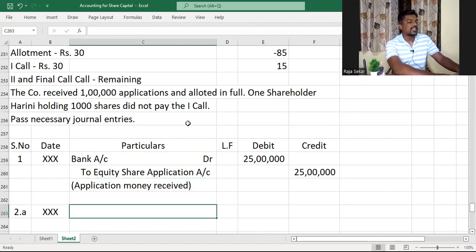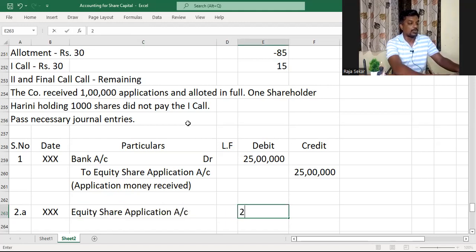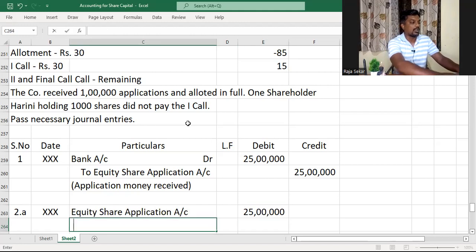Alright. The second journal entry is in case there is a rejection, that is, if the company had rejected any share applications, then the application money received on the rejected applications is supposed to be refunded. But in this case, the company has not rejected any applications. It only received 1 lakh applications for the 1 lakh shares it issued, and therefore has allotted fully. So the next event would be allotment, and the first transaction after the shares have been allotted would be to transfer all the amount that is there in equity share application account to equity share capital account, as it has become the capital of the company now.